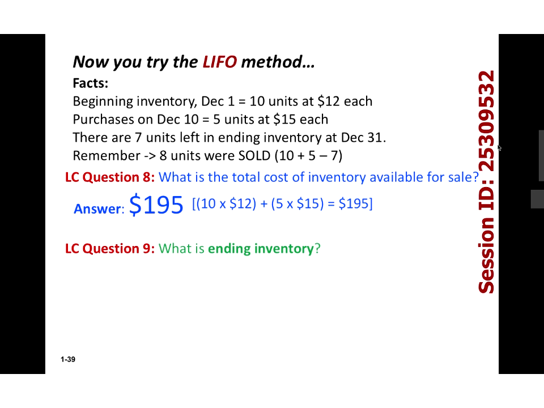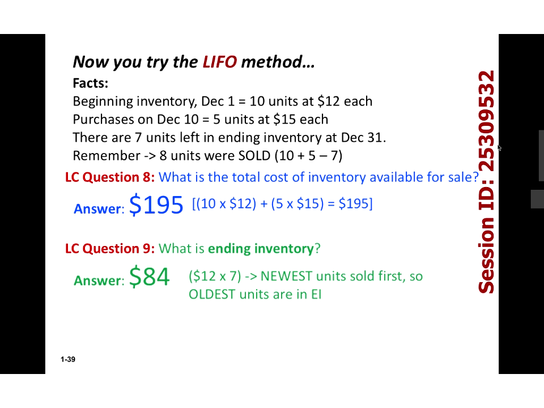Okay, so just simple multiplication, $12 times the 7 units left in ending inventory. $12 times 7. Going to close this in about 5 seconds. Okay, so it's 84 is 12 times 7.